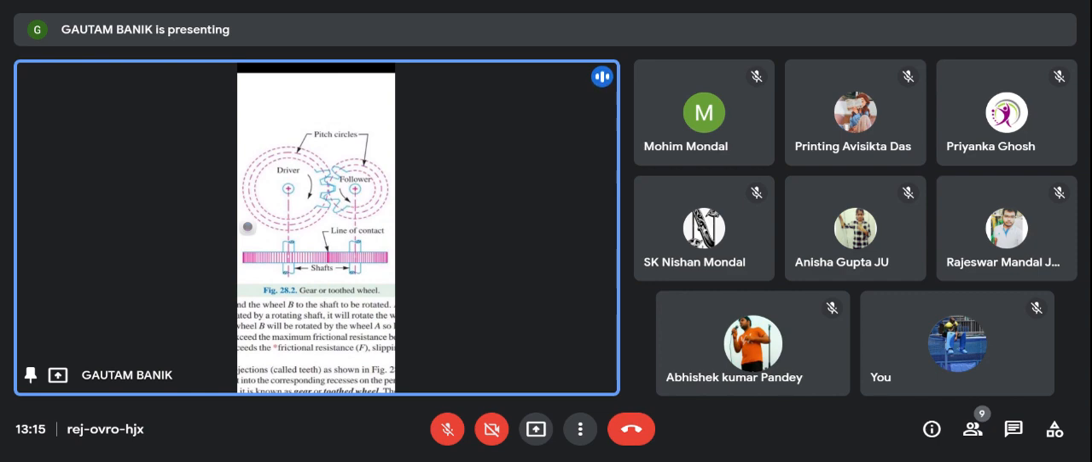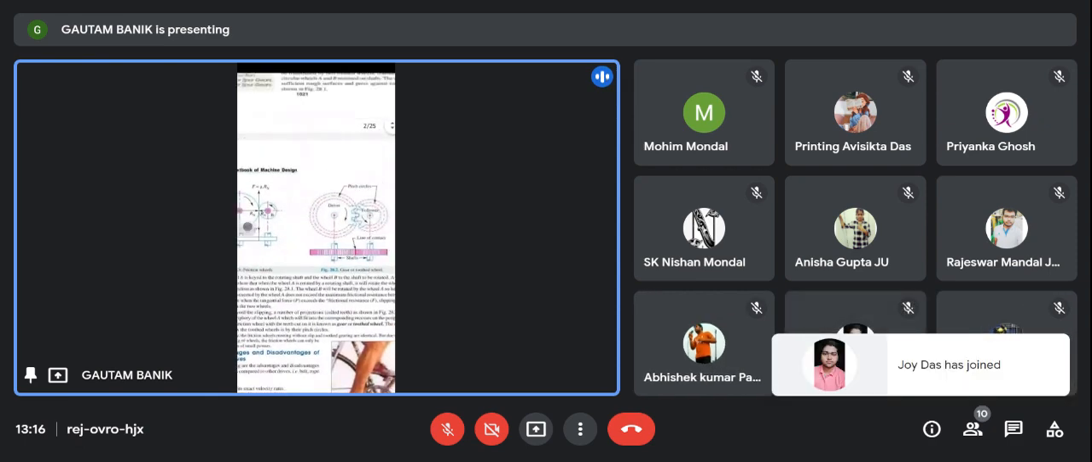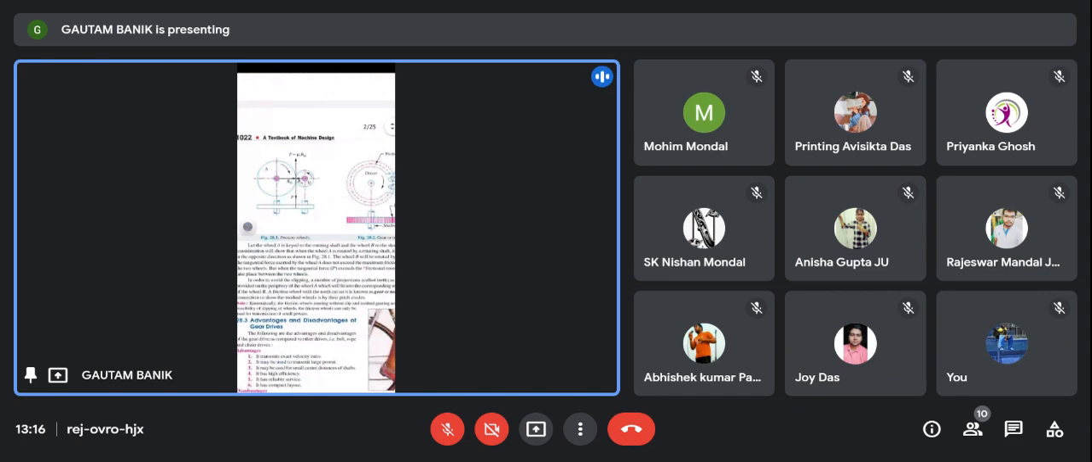Pitch circle diameter is one of the important parameters. When you know the pitch circle diameter, then you can calculate all the parameters from it. So this is the figure for the spur gear, the straight tooth spur gear.